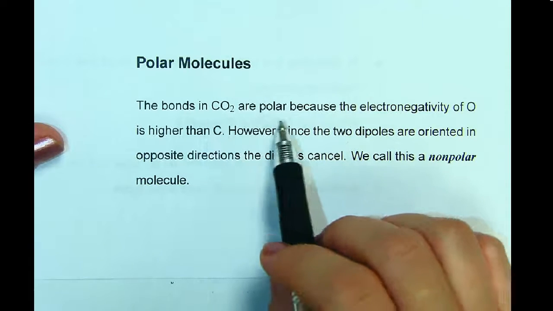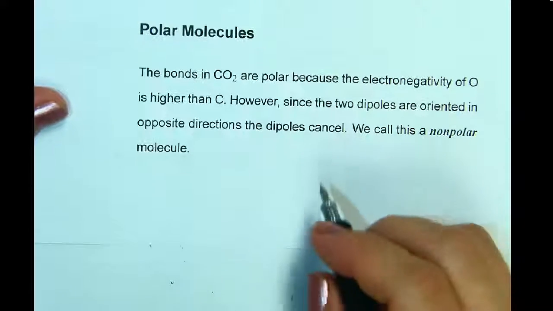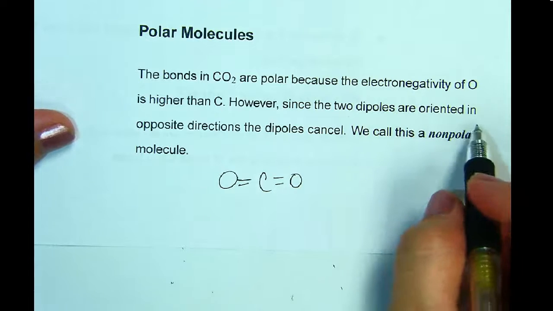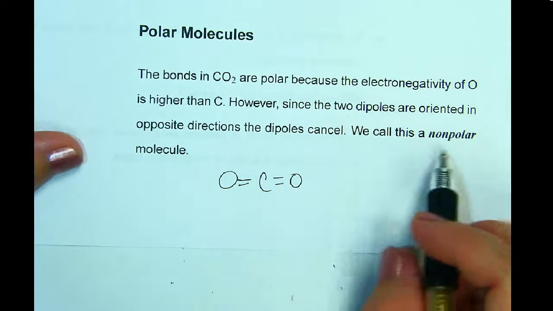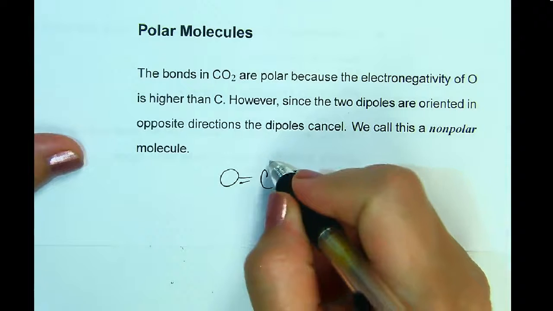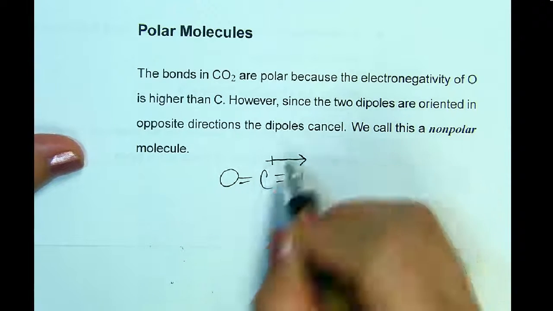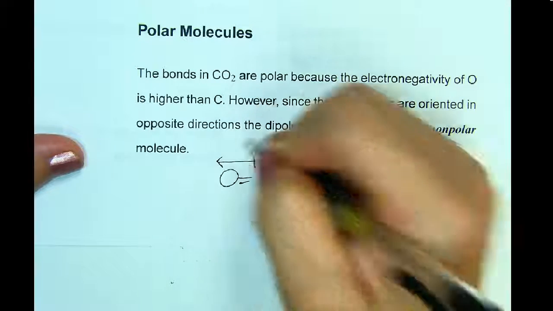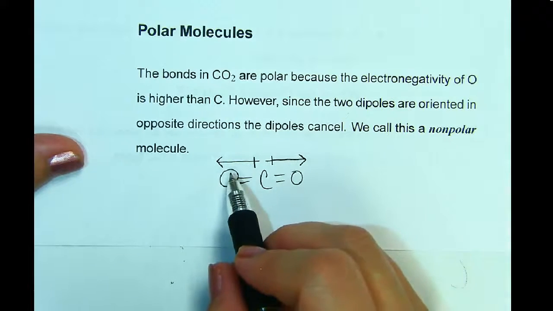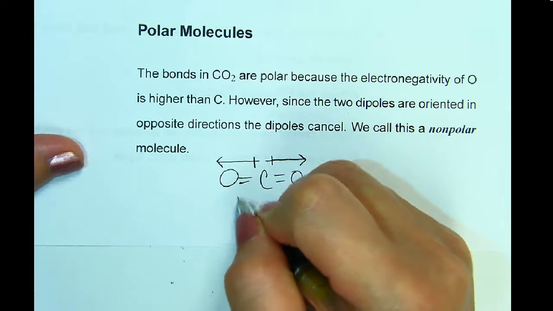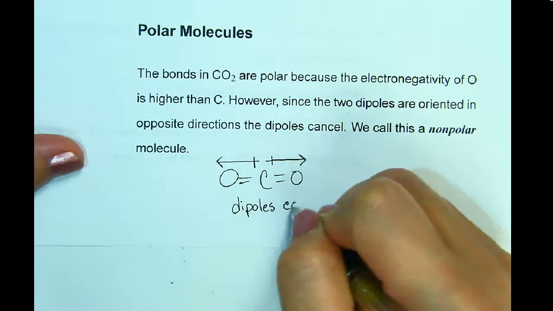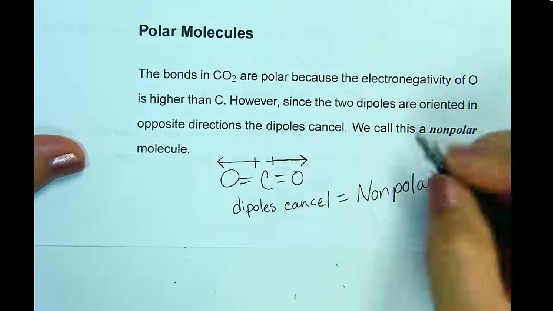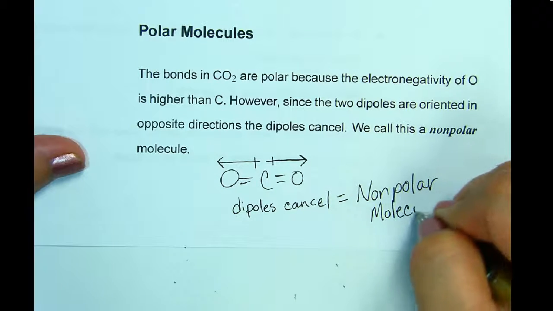The bonds in CO2 are polar because the electronegativity of oxygen is higher than carbon. However, since the two dipoles are oriented in opposite directions, the dipoles cancel, and we call this molecule nonpolar. So here we have a polarity, or a dipole, pulling towards the oxygen from the carbon, and the same thing in the other direction. However, because these are equal and opposite of one another, they cancel, and when dipoles cancel, you have a nonpolar molecule. The bonds are polar, but the molecule is nonpolar.